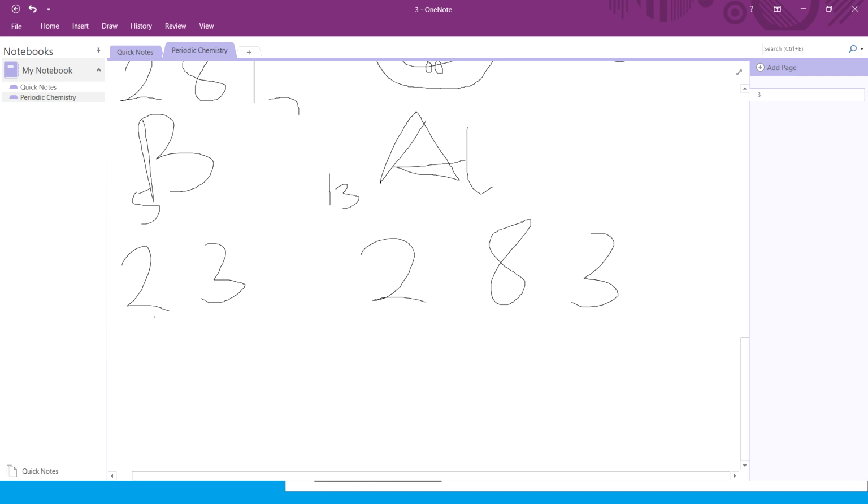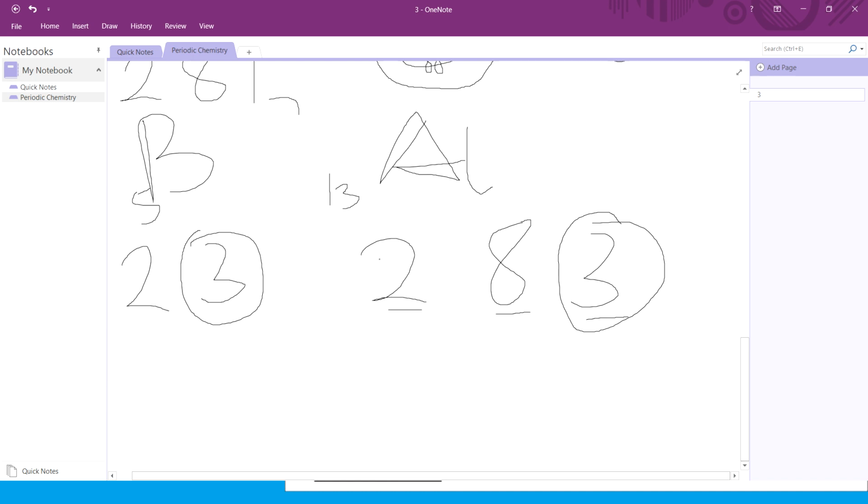This is the K shell, L shell. And aluminium has 3 shells: this is K, that is L, that is M. Now let's look at the valence electrons. This has 3 valence electrons. That also has 3 valence electrons. It means that they are in group 3.